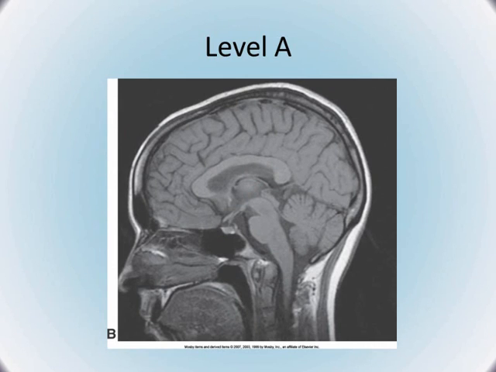So here's level A, and we're just going to diagram these on here, starting off with the parietal lobe, the corpus callosum, the frontal lobe, the lateral ventricles, frontal sinuses, ethmoidal sinuses, sphenoidal sinuses, the pharynx, the tongue, the medulla, the pons, cerebellum, the midbrain, the occipital lobe, and the superior sagittal sinus.